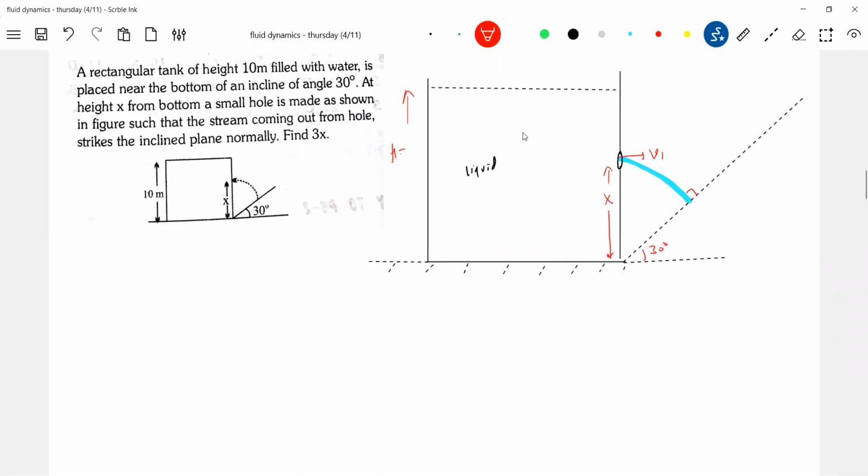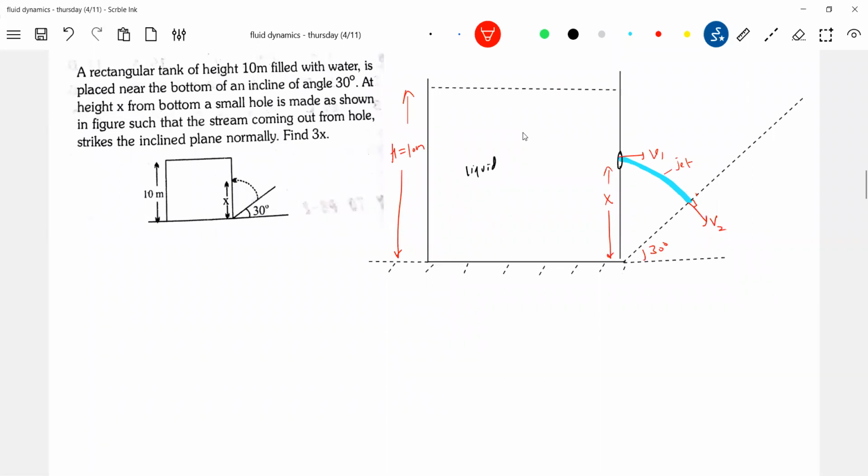This is a height of 10 meter. At height x from the bottom, a small hole is made as shown in the figure so that the stream coming out from the hole strikes the inclined plane normally. It will strike here normally. There's a basic condition. This is a jet.